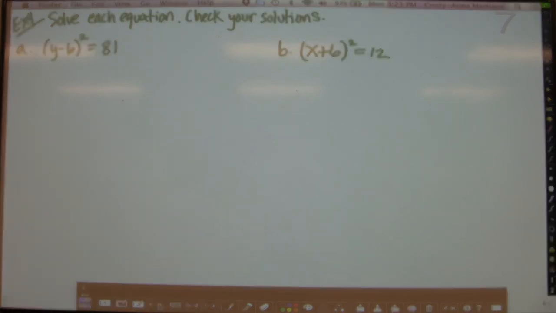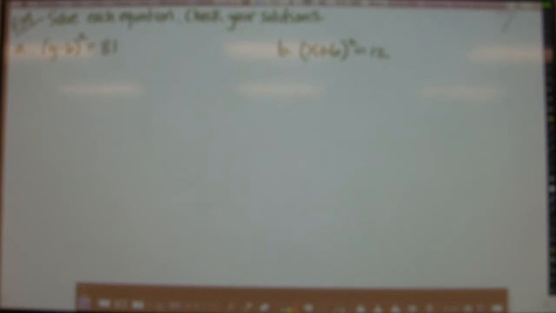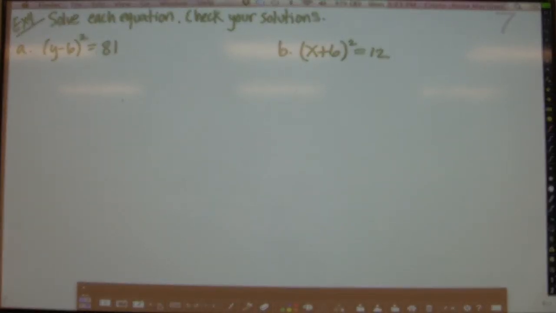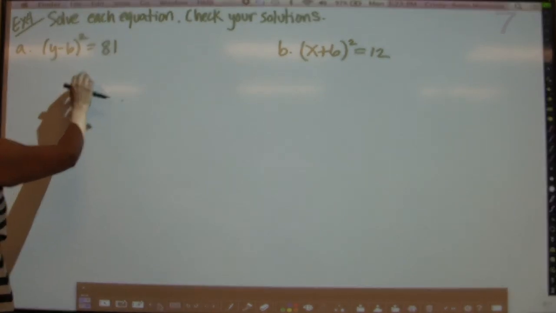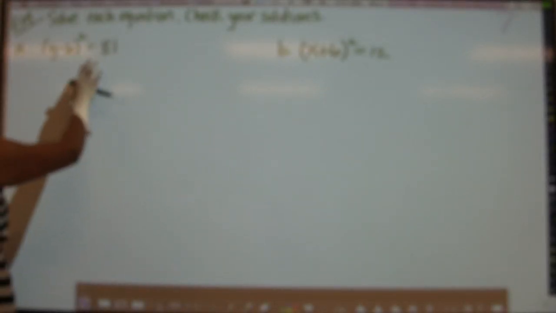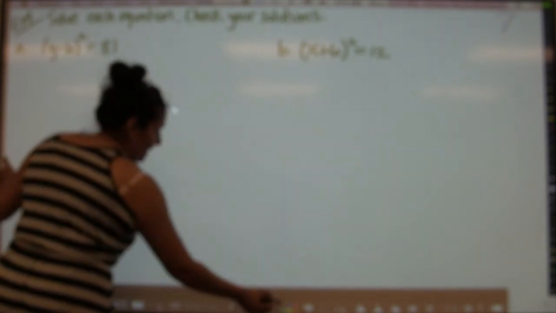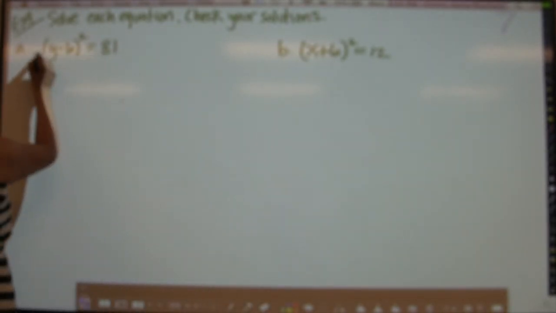And example 4, it says solve each equation, check your solutions. This is one of the situations where you don't actually have to equate the problem to 0. It's very convenient for us sometimes to have a perfect square on the left-hand side of the equation, because then we can use the square root property to solve. So in this case, instead of trying to subtract the 81 to the other side or trying to expand this, because we already have it in this form, it's actually to our benefit in this case to go ahead and take the square root of both sides.